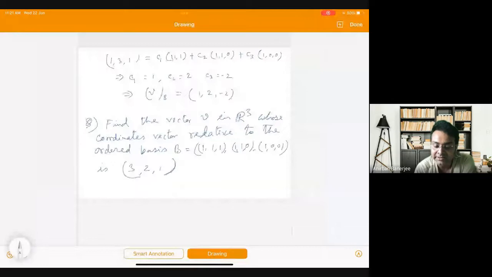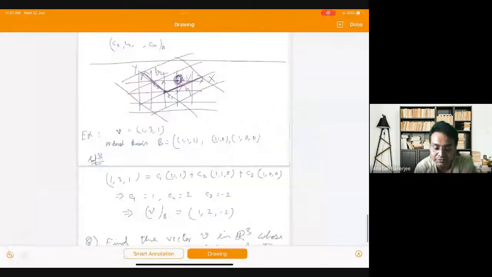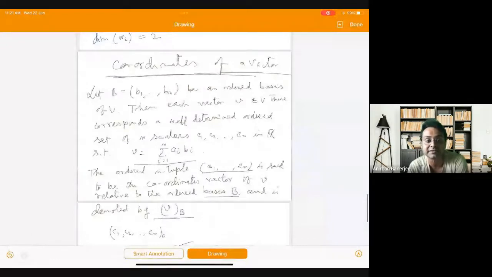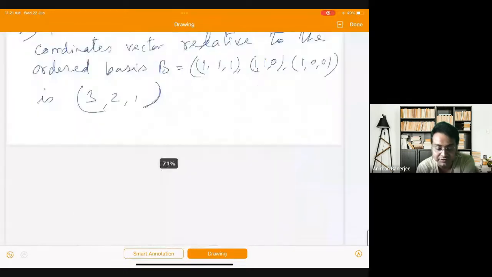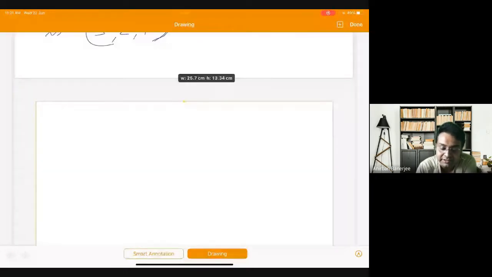Okay. Any questions or doubts about representing a vector in terms of coordinates? Okay. If not, then we proceed further. Now we discuss linear transformation.